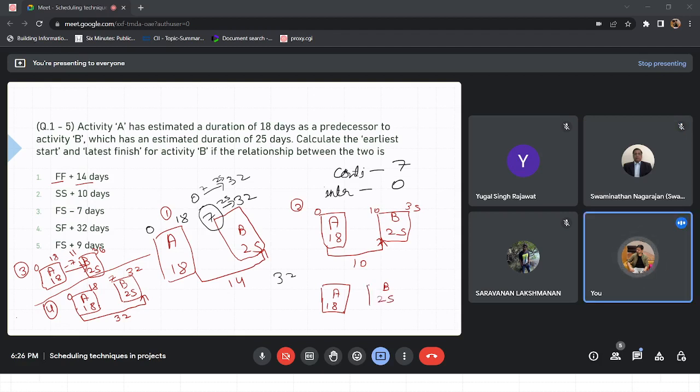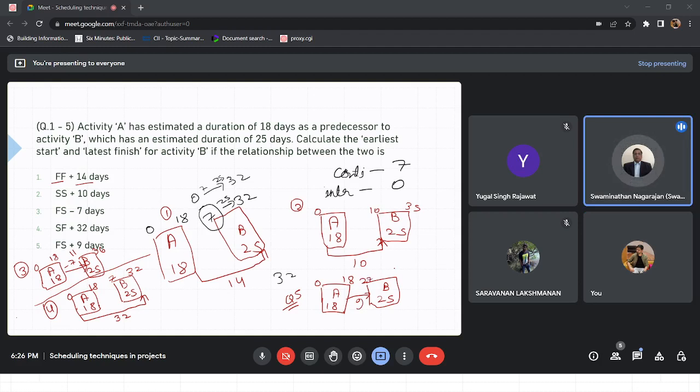Can you guys try these questions if it was interruptible activity? Will any of these values change or remain the same? We saw that in the first case it is changing. Second case it was not, sir. Yeah, second case it is not changing.